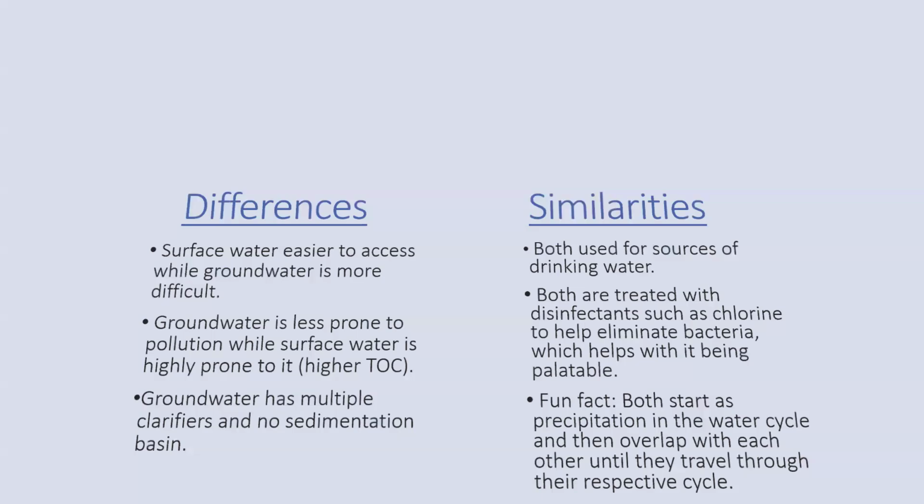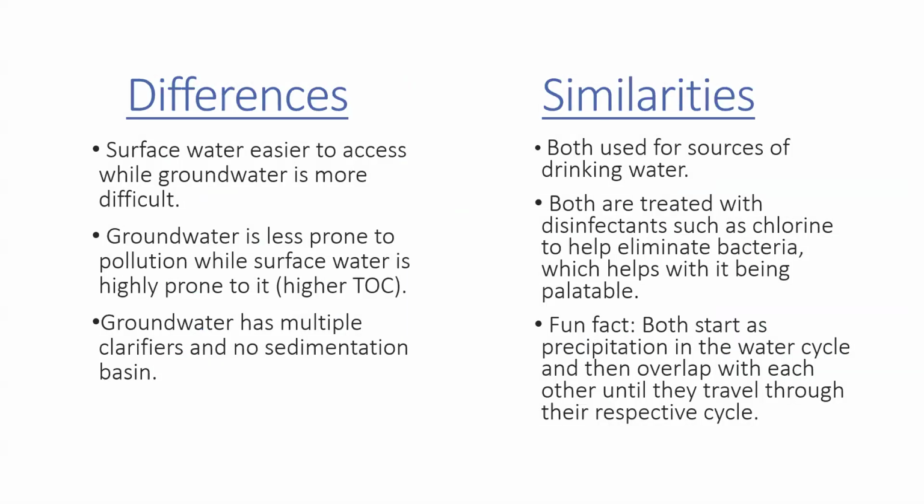Now for the compare and contrast section. Surface water is much easier to access, but it does leave it more prone to pollution, such as runoff and fertilizers. Groundwater has multiple clarifiers, as previously mentioned, but it doesn't need a sedimentation basin since there are fewer suspended solids typically found in it other than soil.